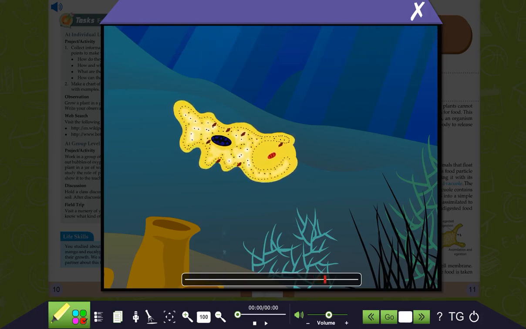This soluble food is absorbed by the protoplasm and assimilated to produce substances required for growth and development. The undigested food is thrown out by the contractile vacuole.